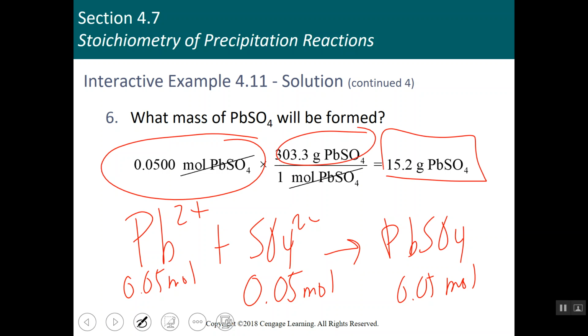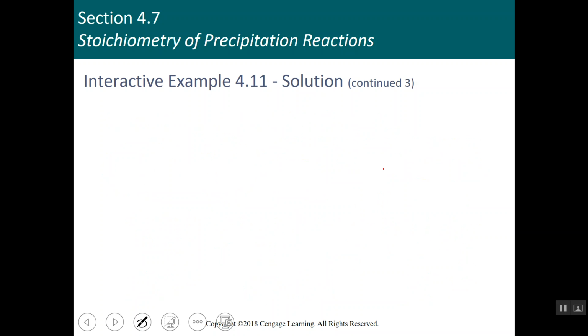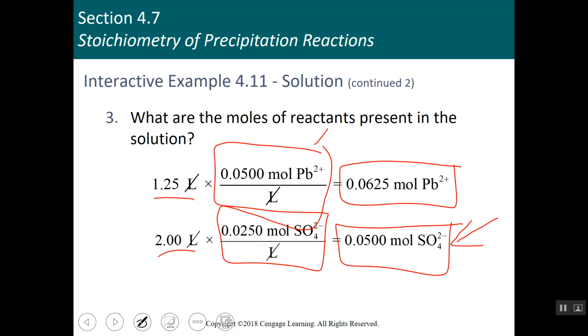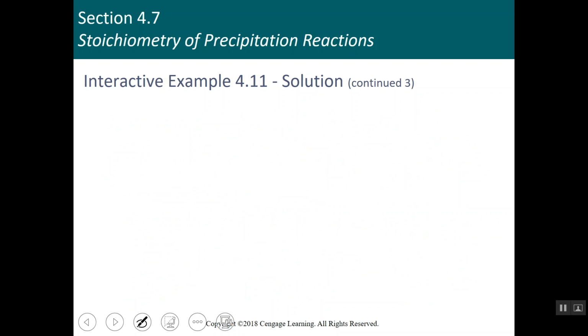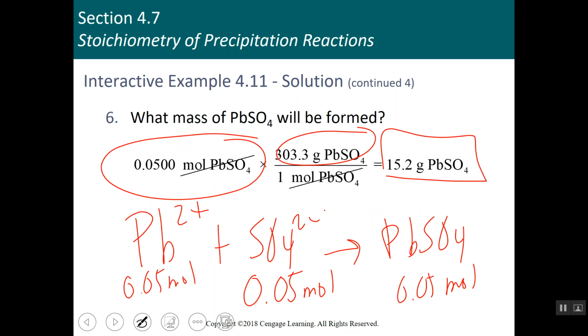So that was kind of a quick run through, but you notice how super nice it is when you are dealing with molarities, because up until that last slide, we didn't have to calculate a molar mass to get our moles. So that concludes lesson 4.7. Next time we're going to look at acid-base reactions.